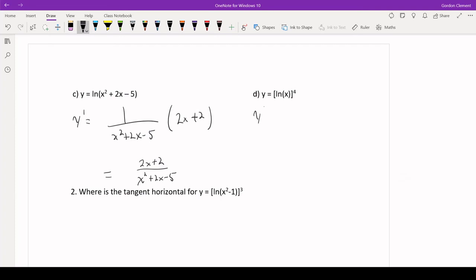Here's another chain rule, but here it logs the inside function. So 4 comes down, you get the natural logarithm to the power of 3 now. And then the chain rule says multiply by the derivative of what's inside. The derivative of natural logarithm is just 1 over x. So we get that.